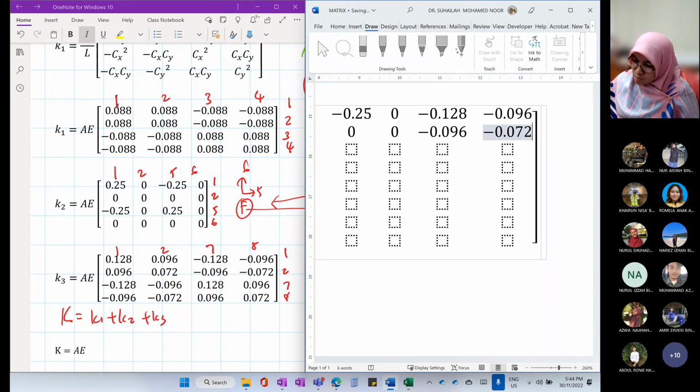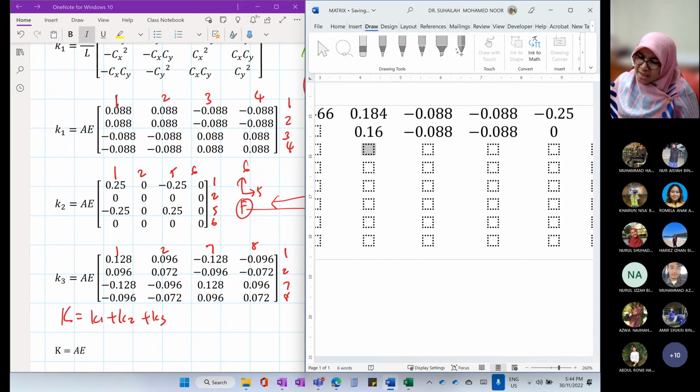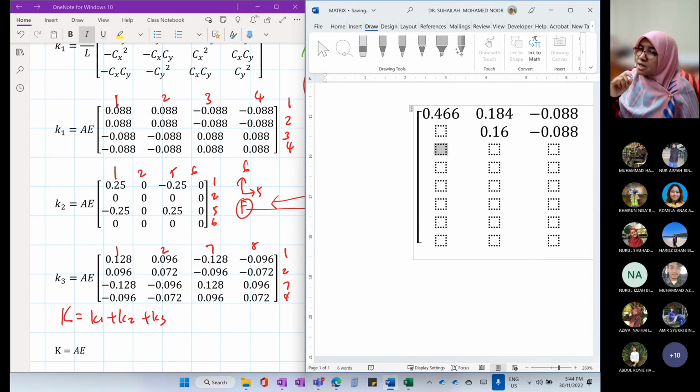Okay, so move to row number 3. We start from 3,3 because 3,1 and 3,2 we can get from the previous values, since 2,3 and 3,2 are the same, and 1,3 and 3,1 are the same. So we don't have to calculate or put them. We move to 3,3. So what is the value for 3,3?